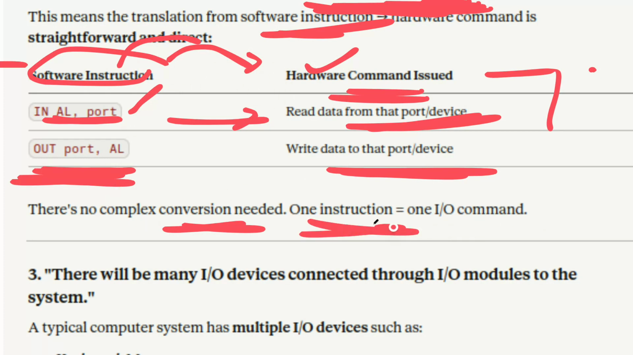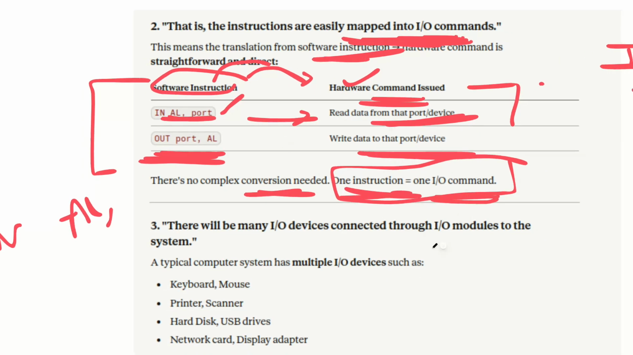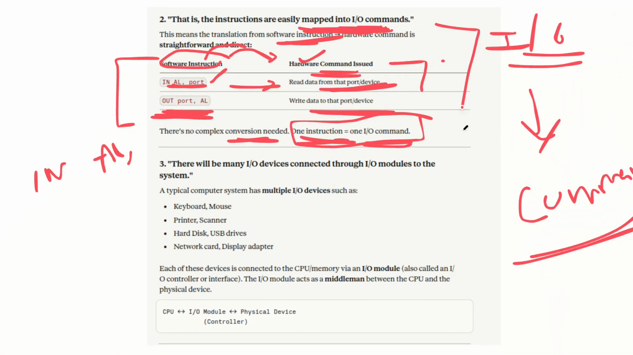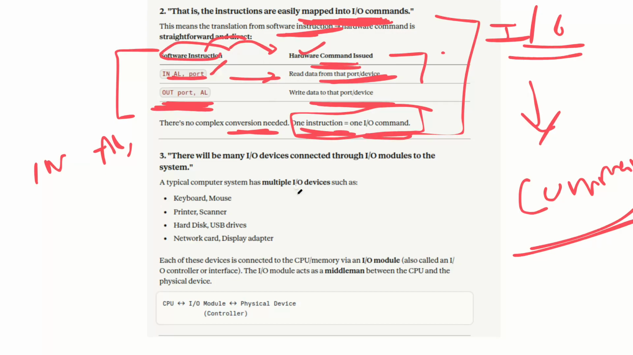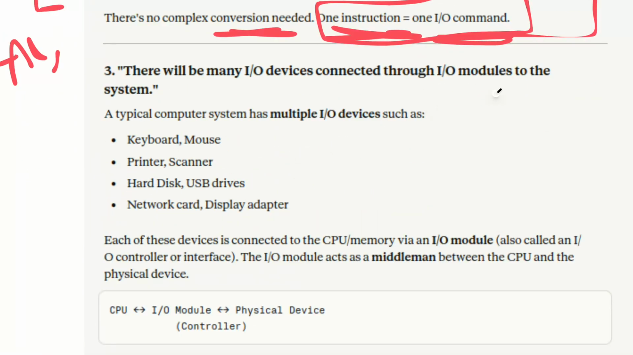One instruction here is one IO command. That is why we are saying there is a close correspondence between the instruction and the IO command. That is what that sentence means, and this is how you can map it easily. There is no complexity here, and there will be many IO devices connected through an IO module to the system.